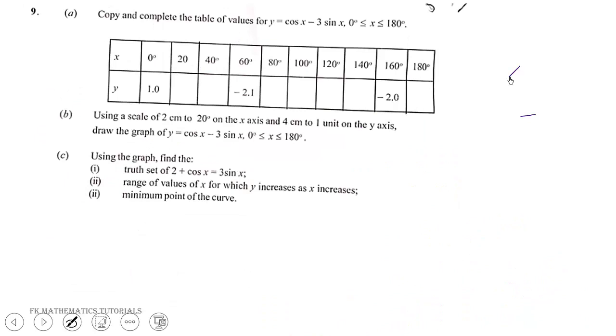Copy and complete the table of values for y equal cos x minus 3 sine x from 0 degrees to 180 degrees.